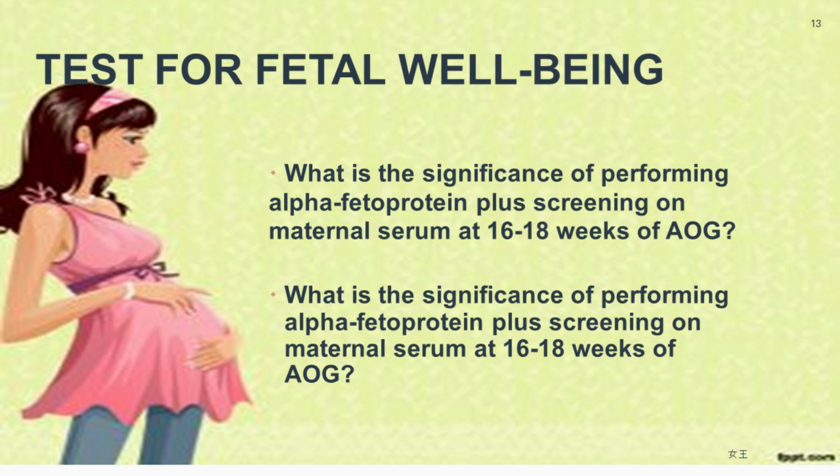What is the significance of performing alpha-fetoprotein plus screening on maternal serum at 16 to 18 weeks of AOG? It is 60 to 70% accurate in detecting Down syndrome: low serum level of AFP, unconjugated estriol, higher level of HCG. 85% accurate in detecting open neural tube defects.